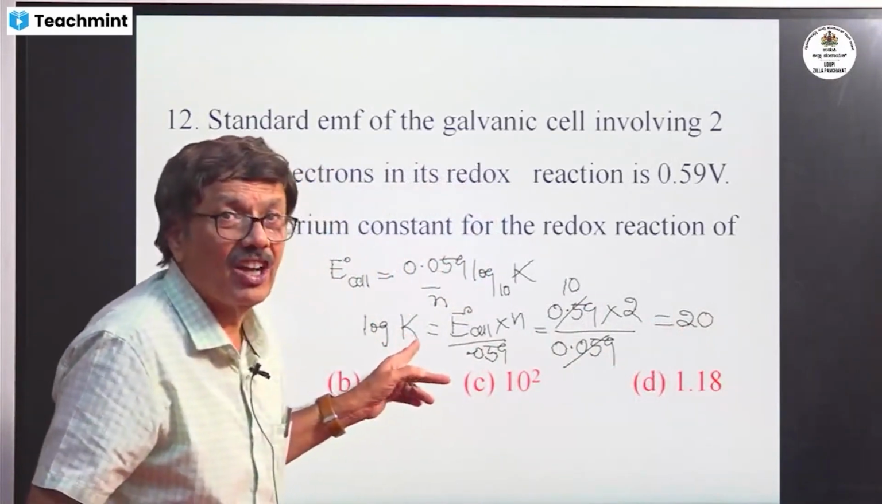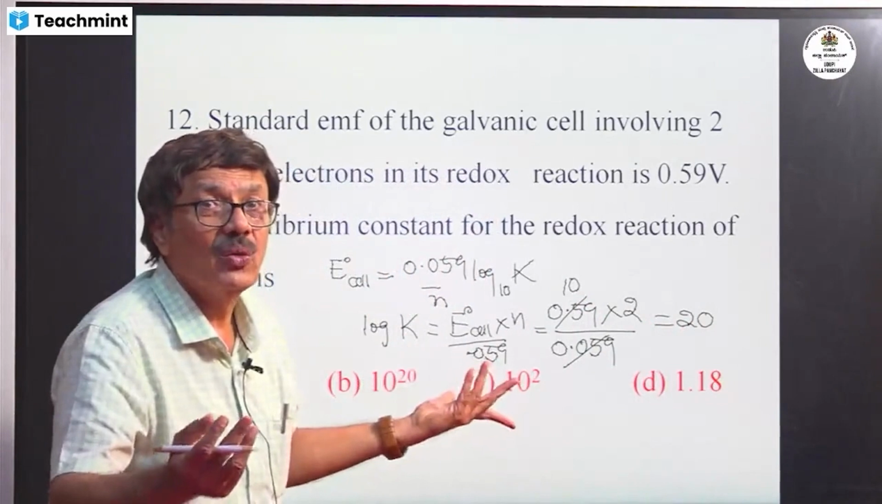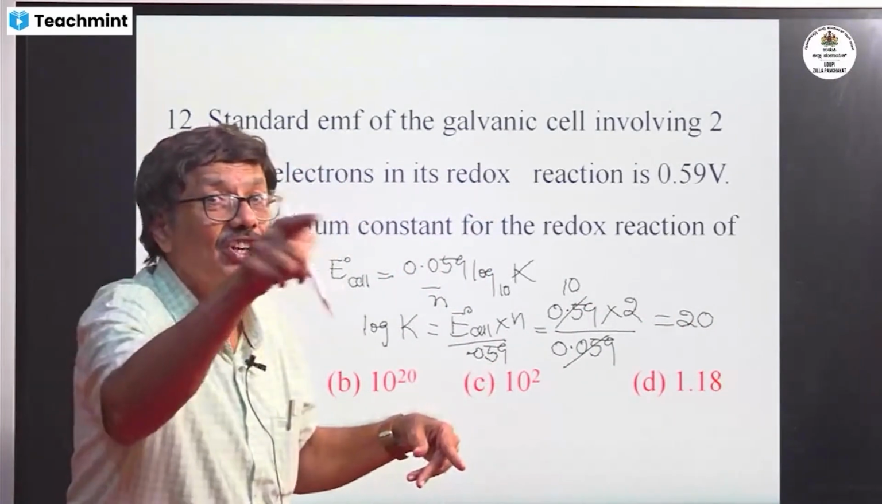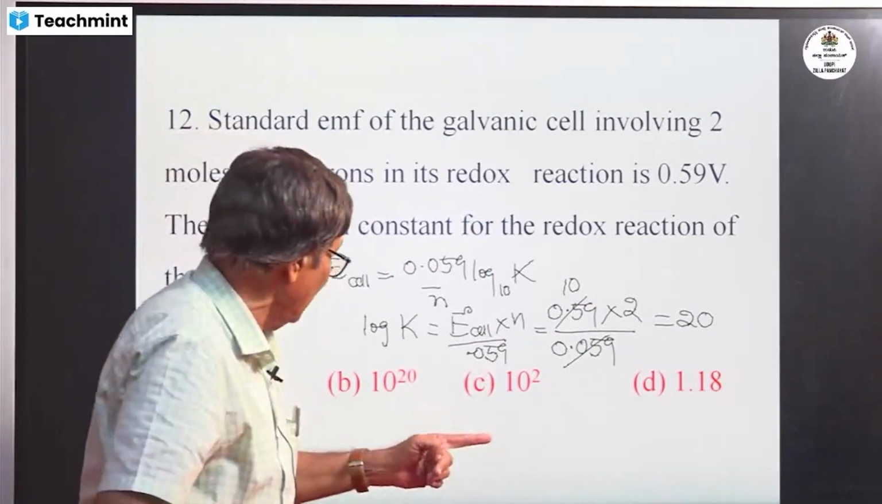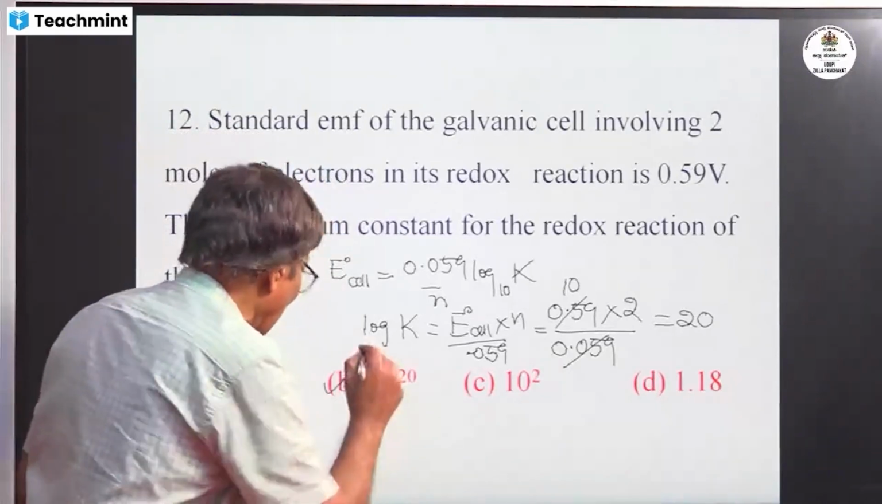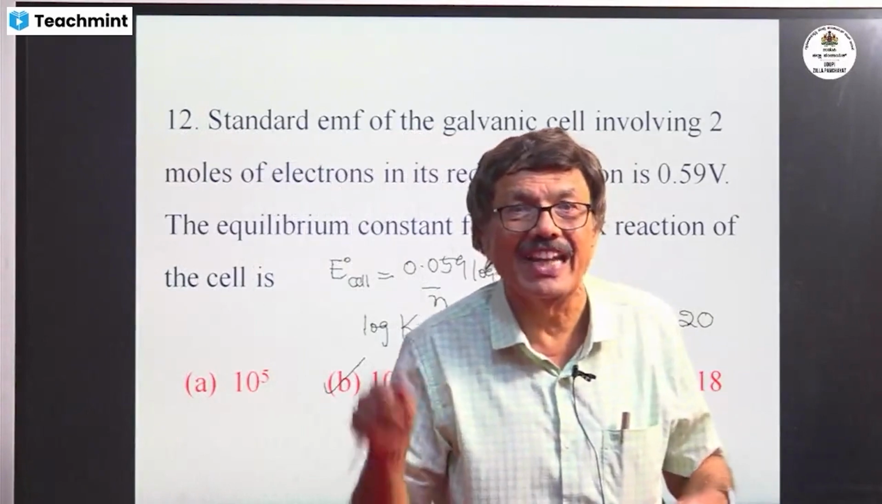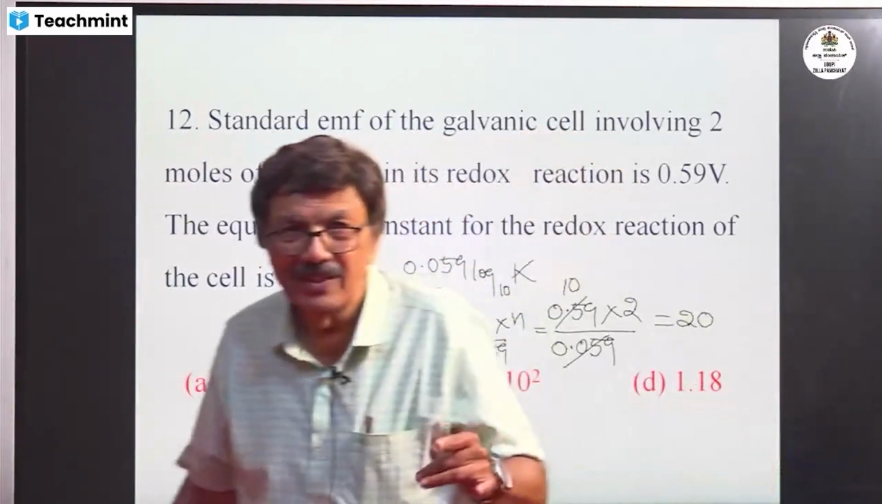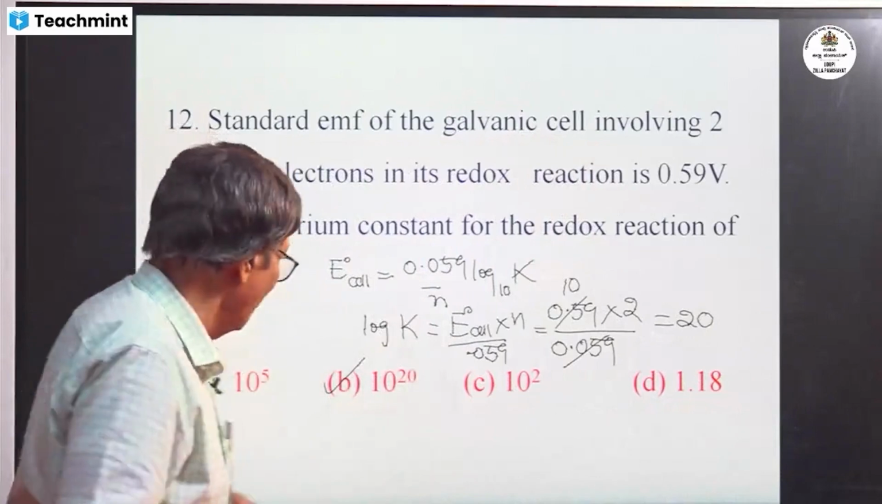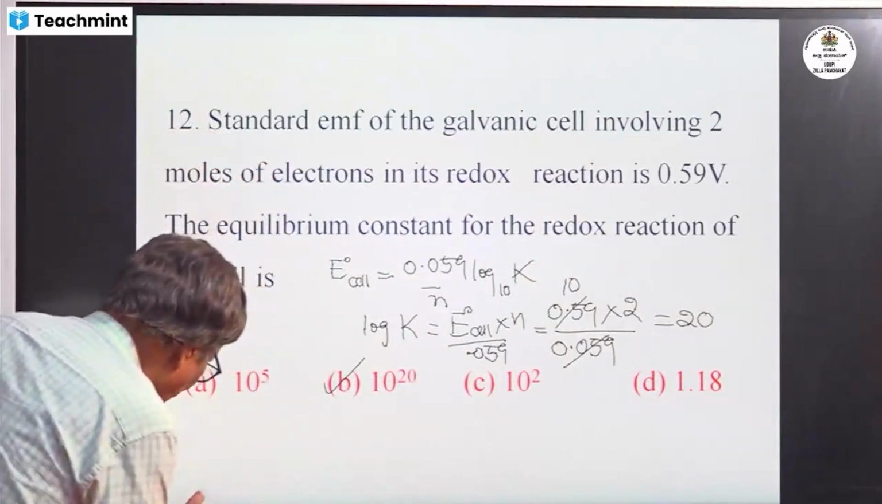So to remove this log, what shall we do? Take the antilog. What is the antilog of 20? As I told you many times, antilog of 20 is 10 to the power 20. This is the right answer. That's the answer. Okay. Understood? Yes. We will move on to the next question now.